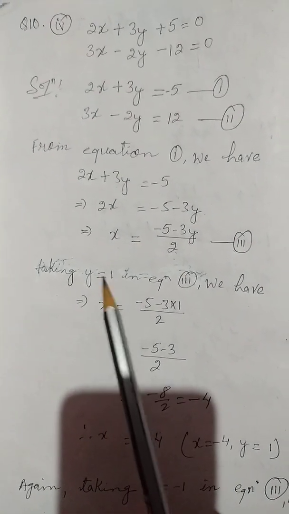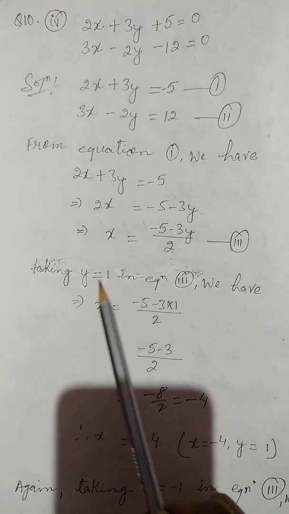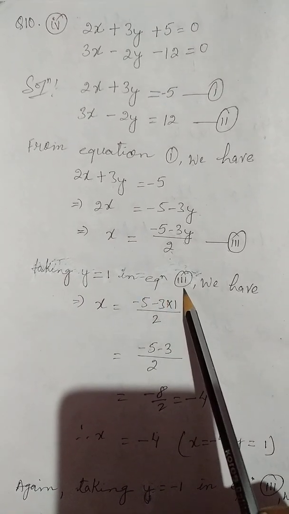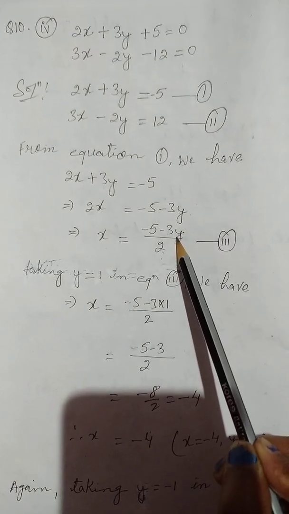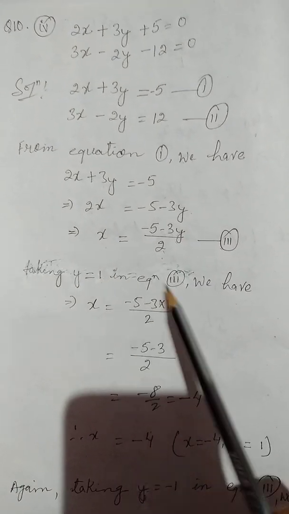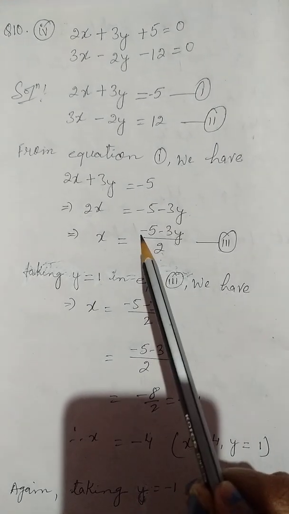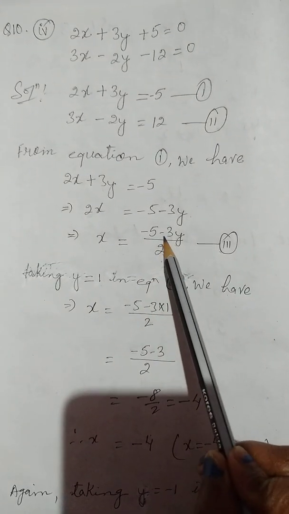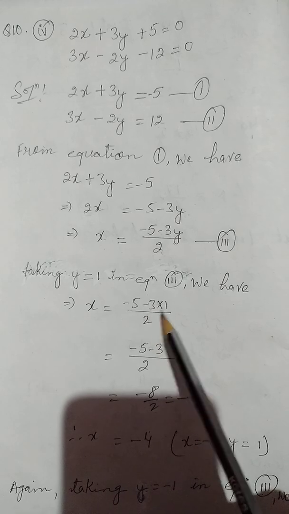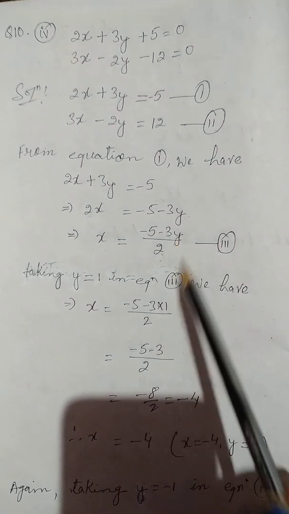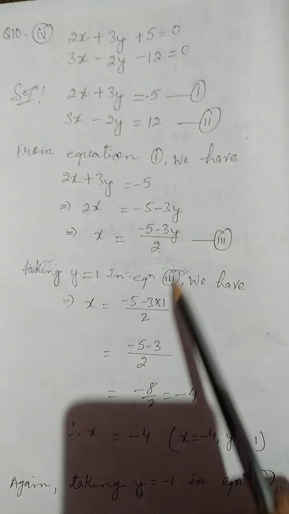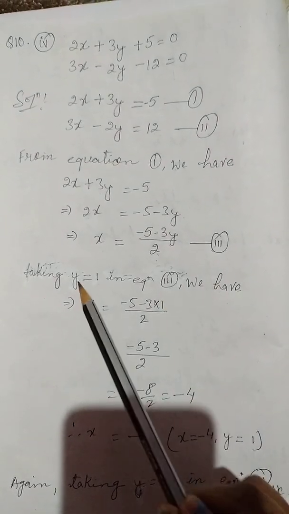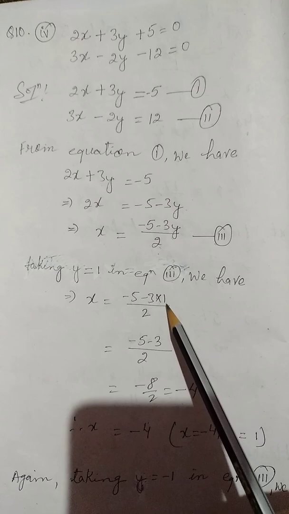I am taking y equal to 1 in equation 3. That means in place of y, we will take 1. What we were writing: minus 5 minus 3 multiplied by 1, divided by 2. I am changing the value of y to 1. Everything is the same. Just taking y equal to 1.